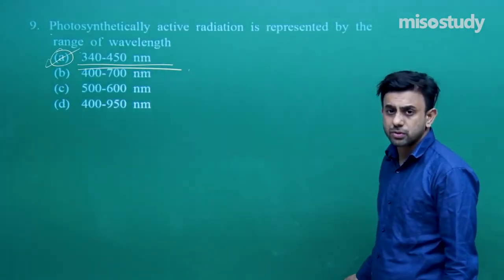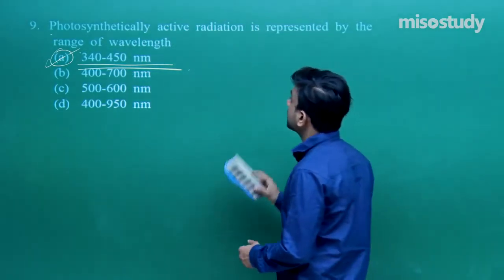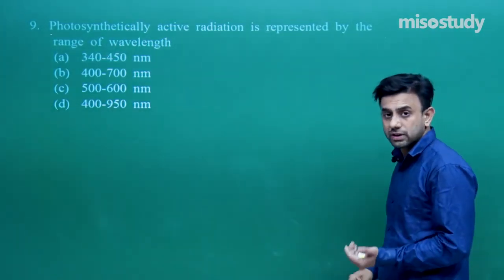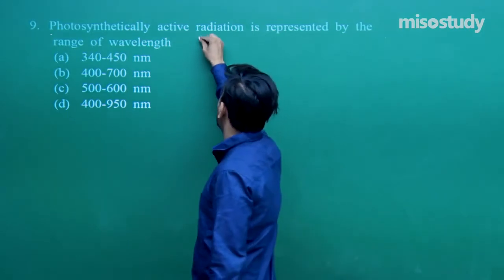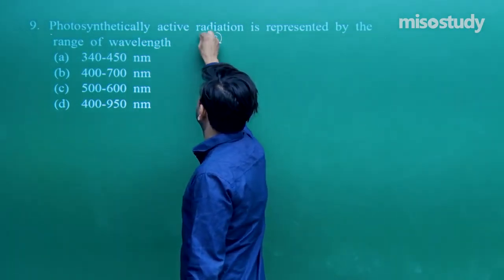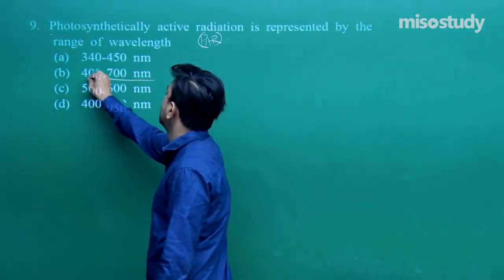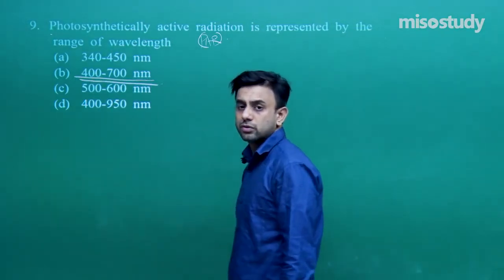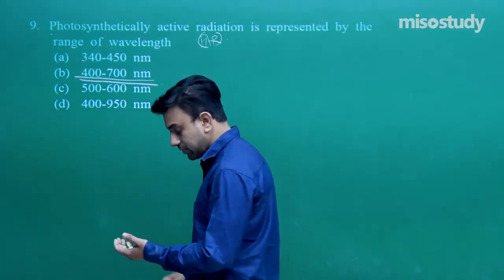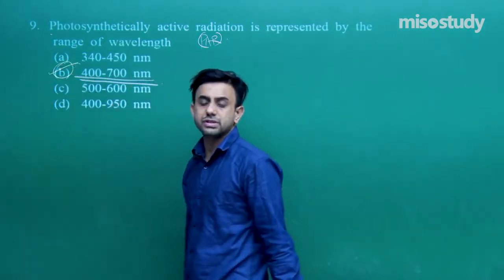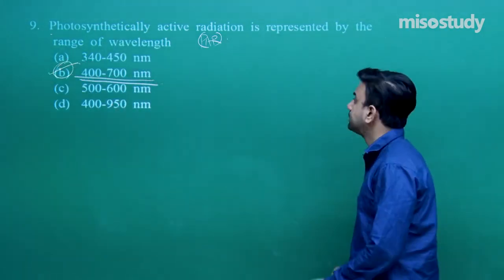We did this question before, that photosynthetically active radiation, we asked how much percentage was it, and it is represented by the range of wavelength. For PAR, they want the wavelength, and the wavelength will be 400 to 700 nanometer. We said that only 50% of the energy of the incident light will be used.